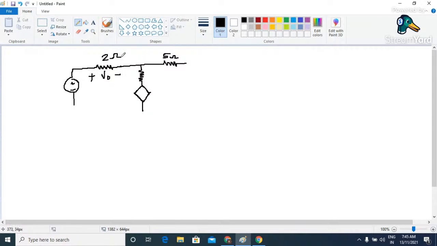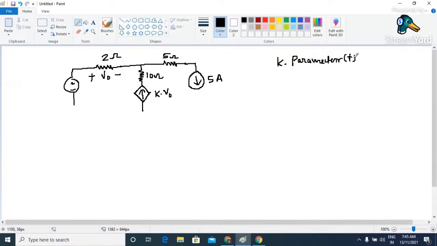This is of 2 ohm, and then we have a current source of magnitude 5 ampere, and the magnitude for this resistor is 10 ohm, and this dependent source is a current source, and the value is K times V naught. So basically it is nothing but a voltage controlled current source, because here K is a parameter. K is simply a parameter whose value is positive.